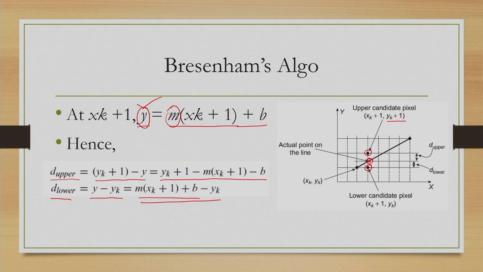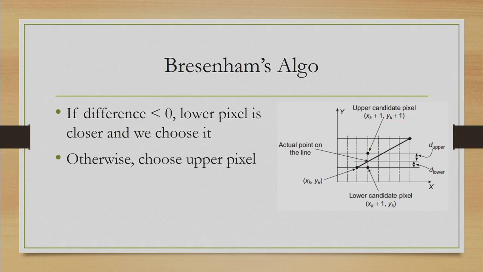Now, let us do some mathematical trick on these expressions. But before that, we should note that if the difference is less than 0, then the lower pixel is closer and we choose it, otherwise we choose the upper pixel.